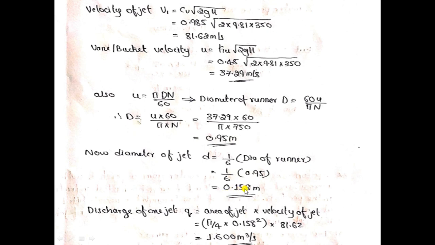0.158 meters. The discharge of one jet is given by the area of the jet into the velocity of the jet. So the diameter of the jet has been calculated, which is 0.158, and the velocity of the jet has been calculated, which is 81.62. If we substitute these values, we will get the discharge through one jet, which is 1.6 meter cube per second.